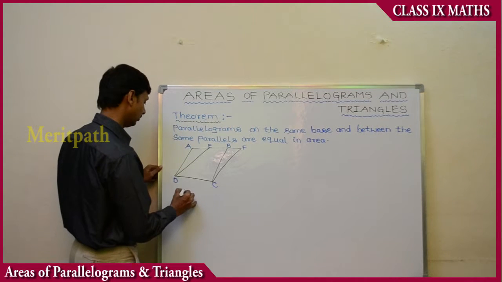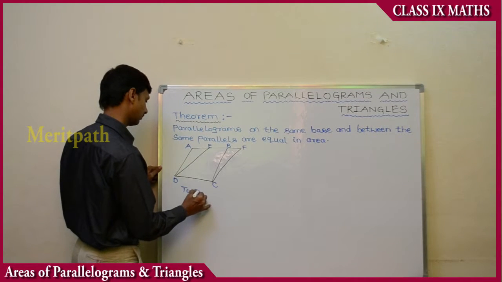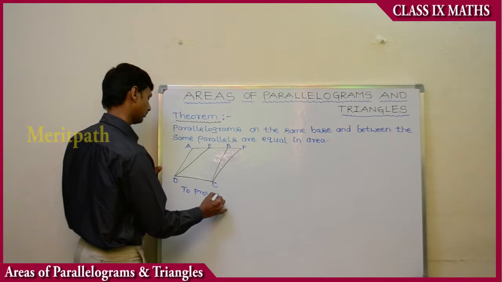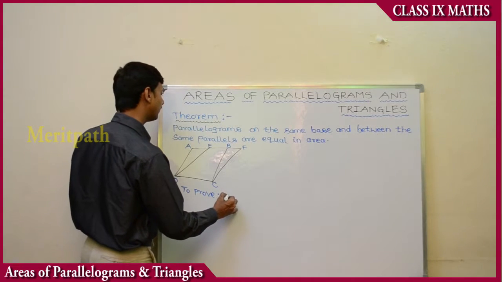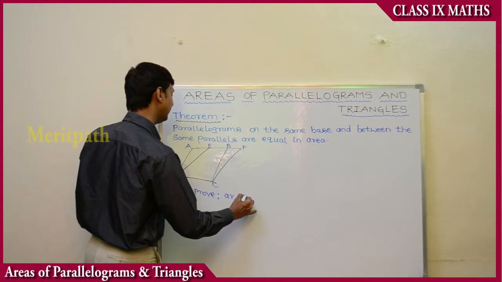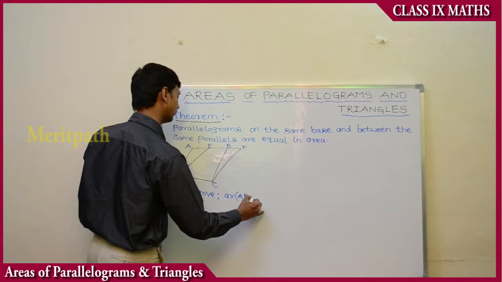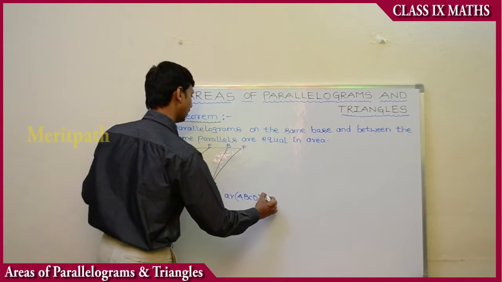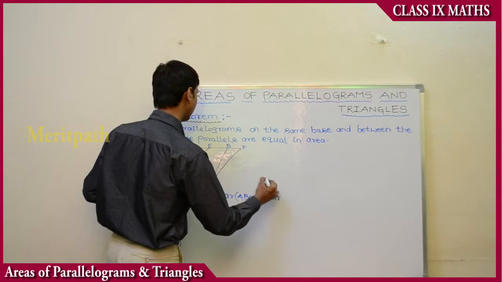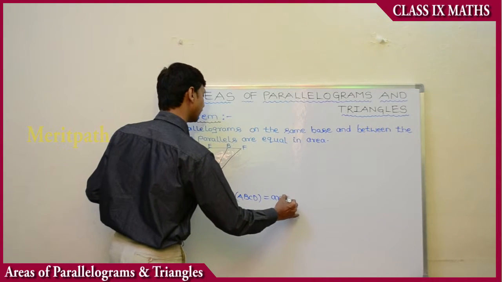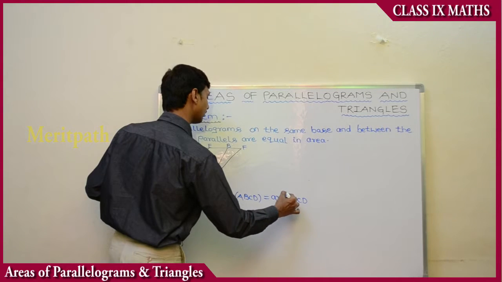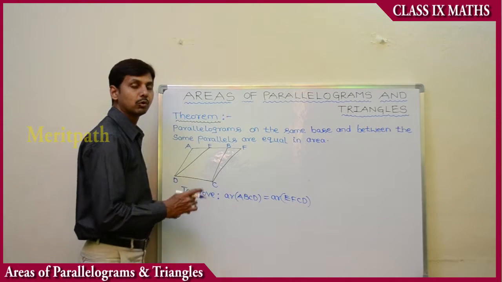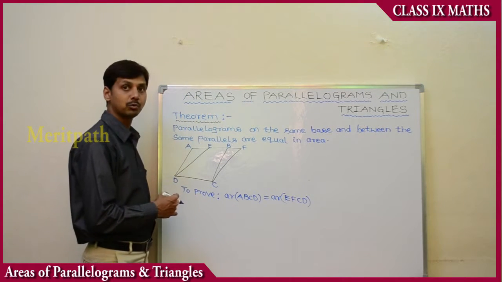So to prove, area of ABCD is equal to area of EFCD. Both are having the same area. We need to prove that.